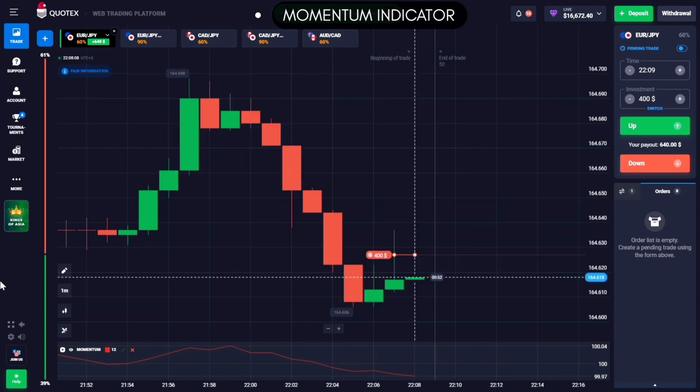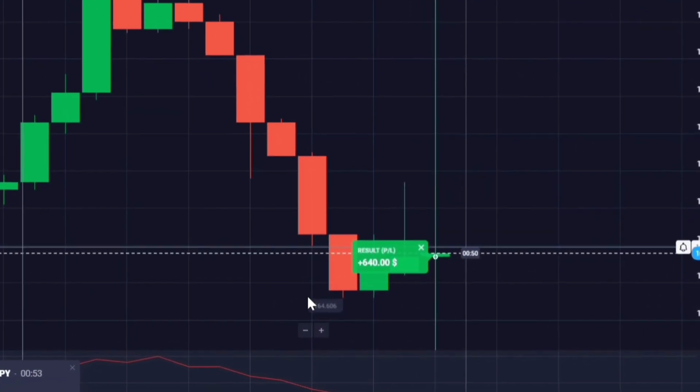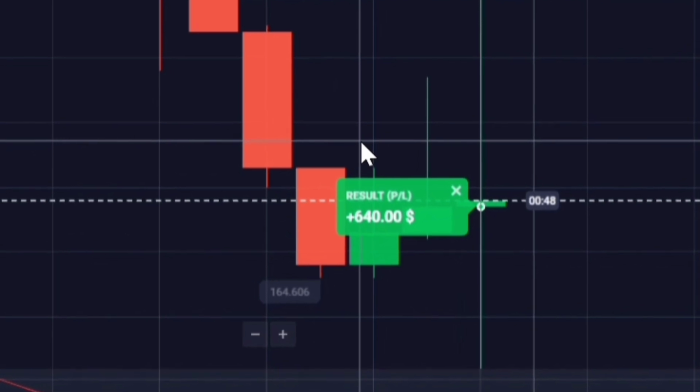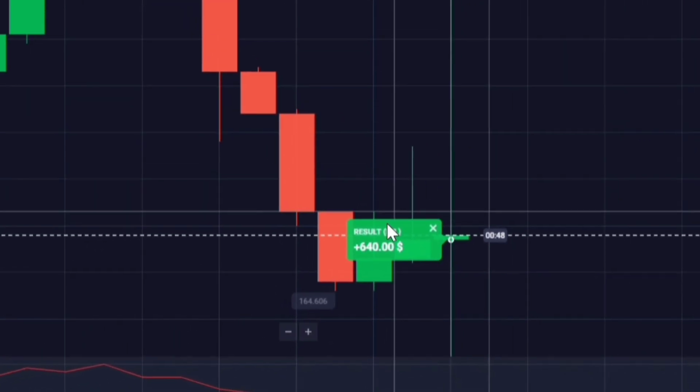Momentum crossovers. When the indicator crosses above the 0 line, it may signal a buy opportunity. When it crosses below the 0 line, it could indicate a sell opportunity.